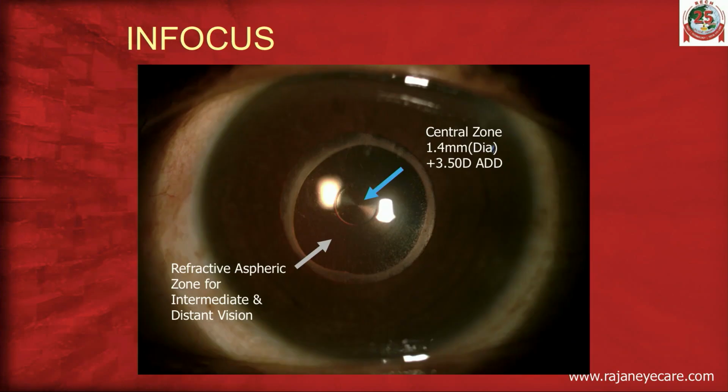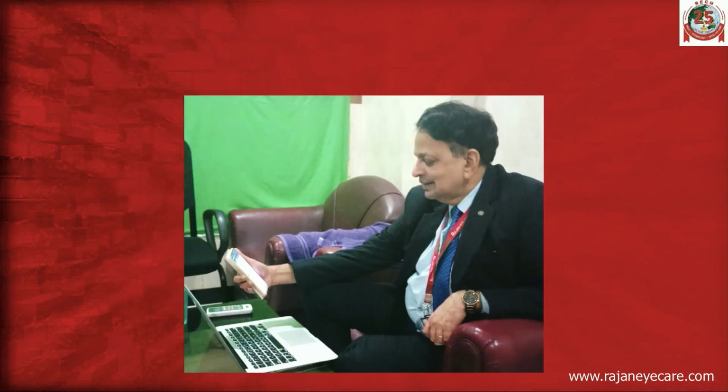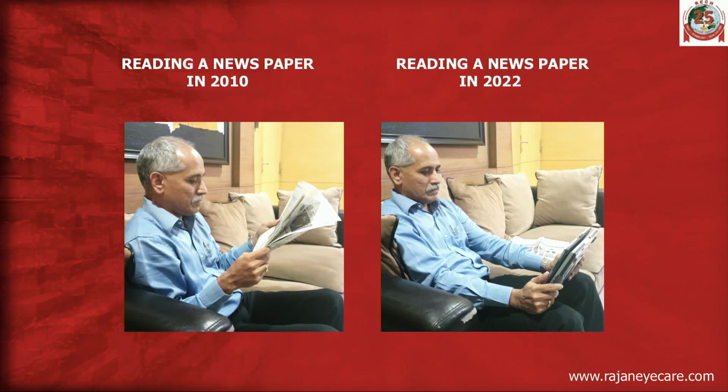The Infocus lens made by Appasamy is a very good lens, but the problem is that the near vision and the contrast are not so good, but still it's a fairly good lens. What is the new necessity? This is what I think is a game changer as far as multifocal in my practice is concerned. Good intermediate vision is what they want, not the near vision. You can see 2 to 2.5 feet, and you can see how I'm using the cell phone. It's about 2 to 2.5 feet, which is about 60 to 80 centimeters.